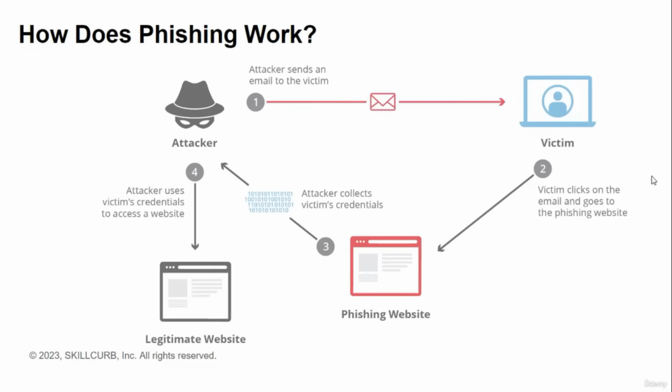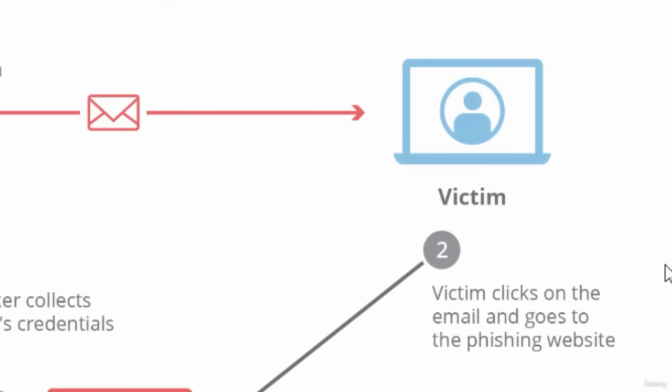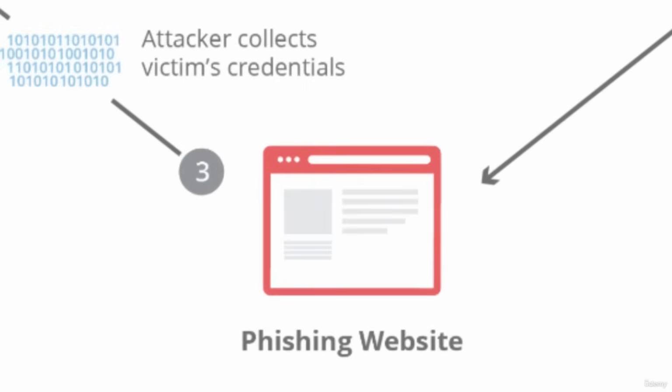Now, let's see how phishing actually works. The first thing an attacker will do is send you a phishing email, or it could be a message as well, that contains the phishing link. Once the victim opens this email and clicks on the link, it will redirect to the phishing page.